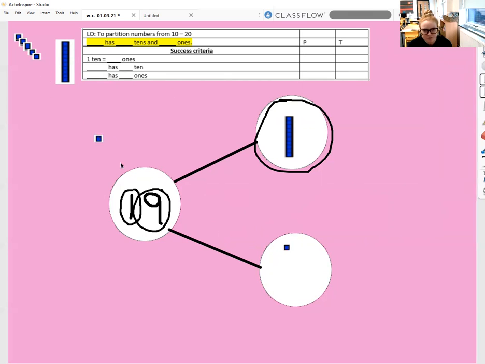So 1, 2, 3, 4, 5, 6, 7, 8, 9. So my whole is 19. I know 19 has 1 ten and 9 ones.